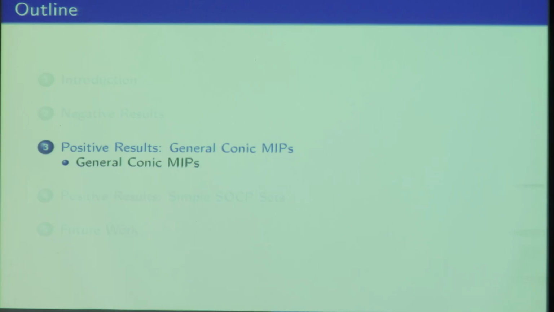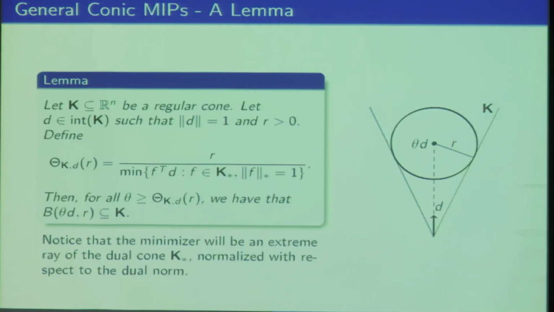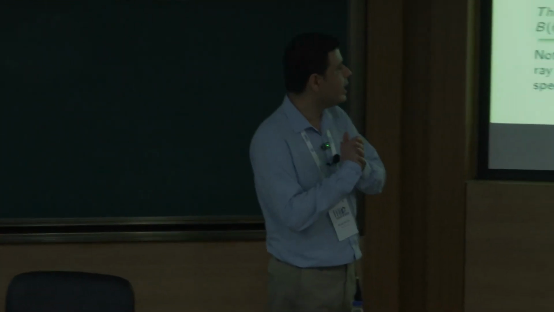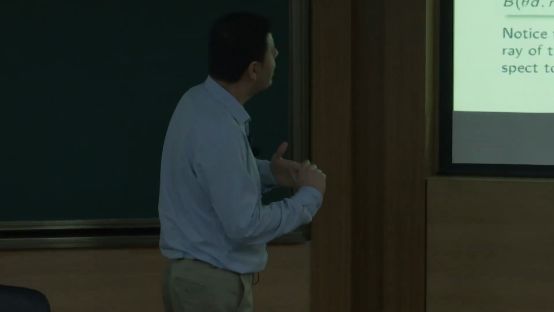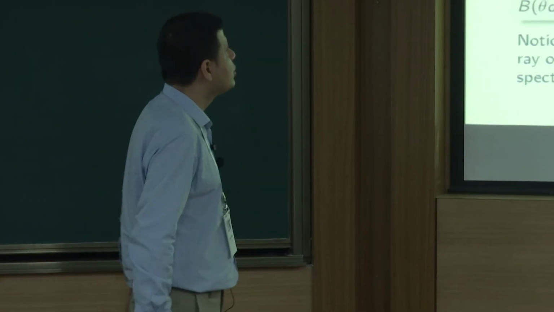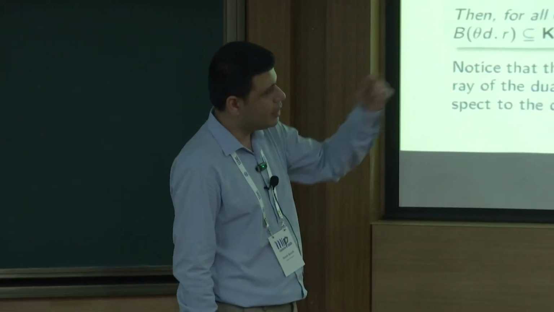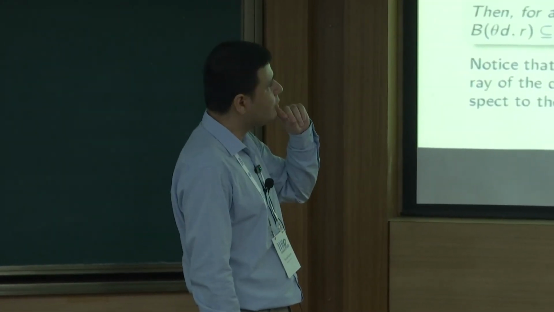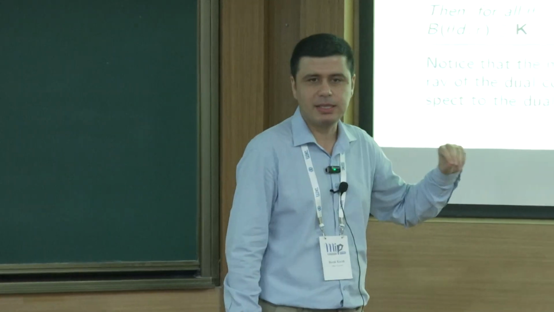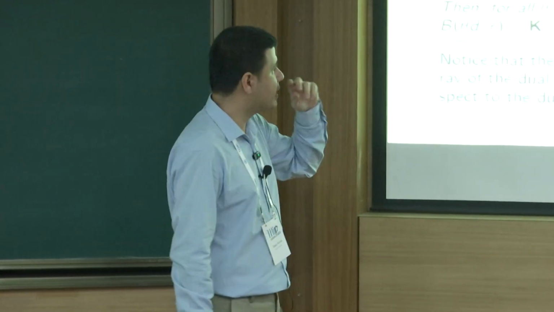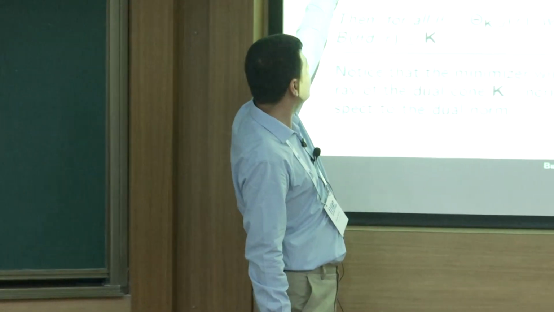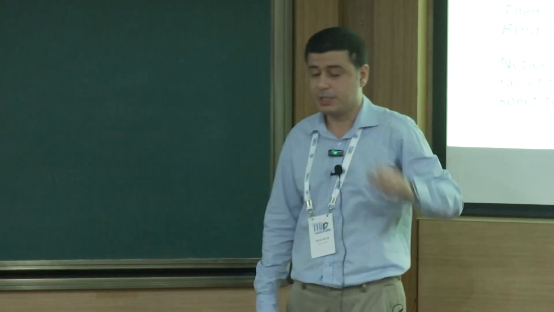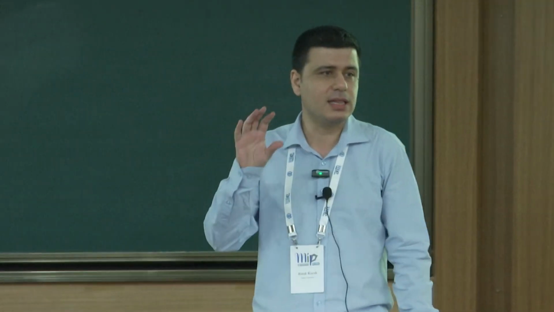So let me then talk about more positive results. Unfortunately, you cannot say many general things. One of the best results we could achieve is based on this lemma, which is very intuitive, I guess. Let's say that we have this cone K, as in the picture, and I want to understand from the apex how much I need to move in the direction of an interior direction from the recession cone so that I can fit a large enough ball.